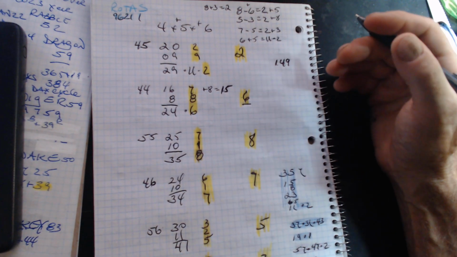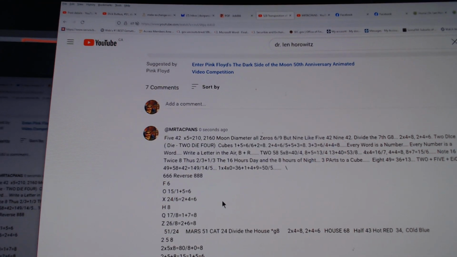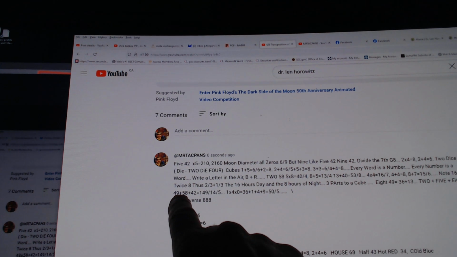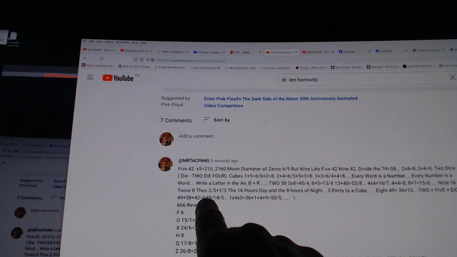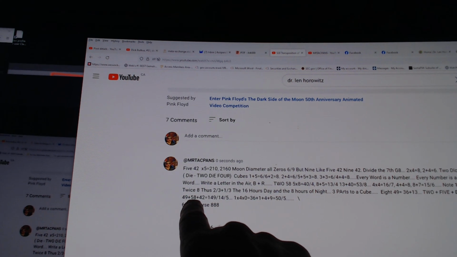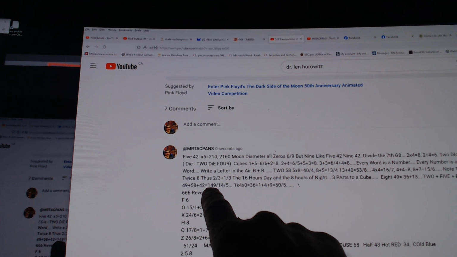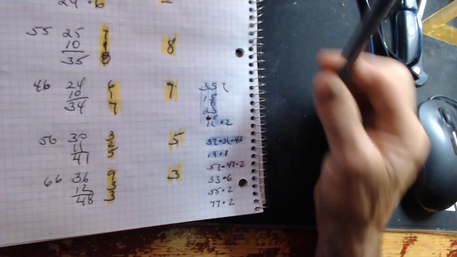But it just so happens that the word 2, 5, and 8 equals 49 equals 4. 5 and 8 equals 13. 1 and 3 equals 4. When you add them all up, it equals 149. Just a coincidence. So we're going to get back to the paper over here.